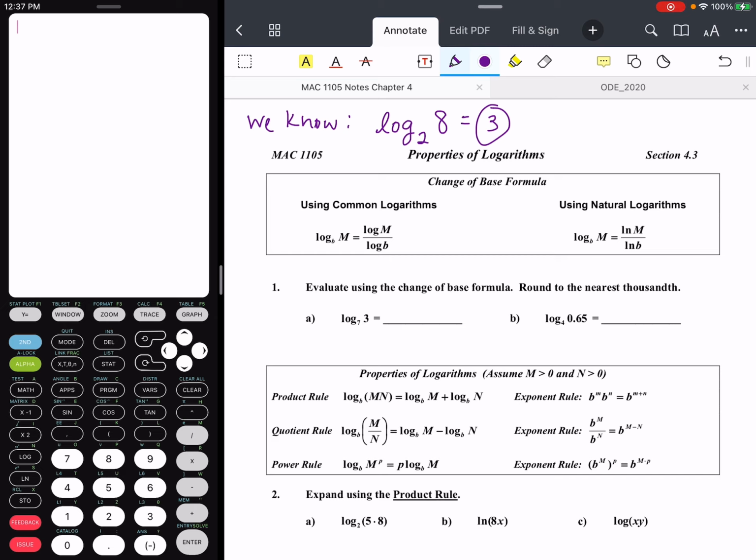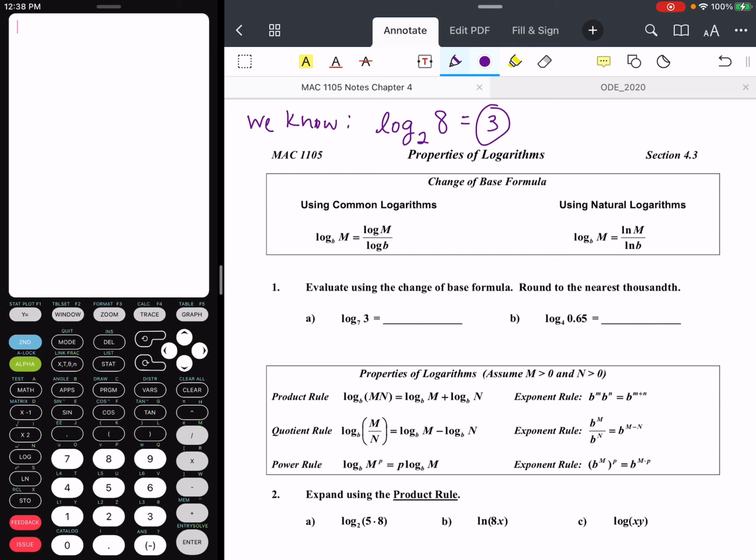All right, so let's take a look at this change of base formula. The one on the left says log base b of m is equal to log of m divided by log of b. So why on earth do we have this change of base formula? Remember that on our calculator, we have a log button, meaning log base 10, common log, and we also have our ln, our natural log button, base e. So if we're trying to evaluate a log of a different base that's not base 10 or base e, we can use either of these two formulas.